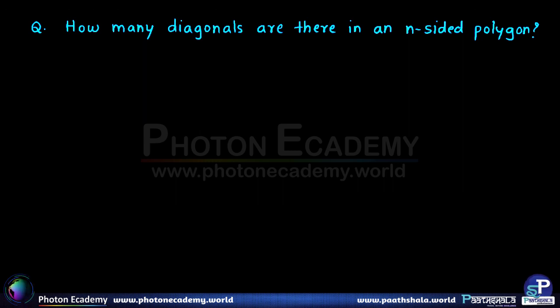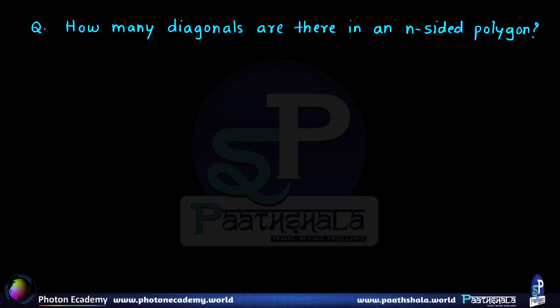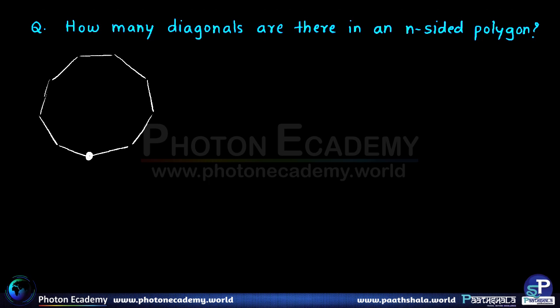How many diagonals are there in an n-sided polygon? So here let's consider some polygon, not specifically of any particular side. Now by diagonal we mean a particular vertex is joined with some other vertex, assuming that the two vertices are not adjacent. If they are adjacent vertices, then that would become the side of the polygon and not the diagonal.